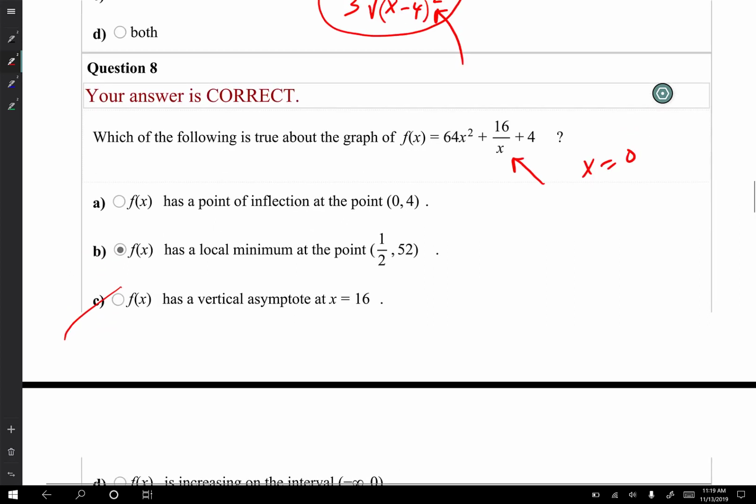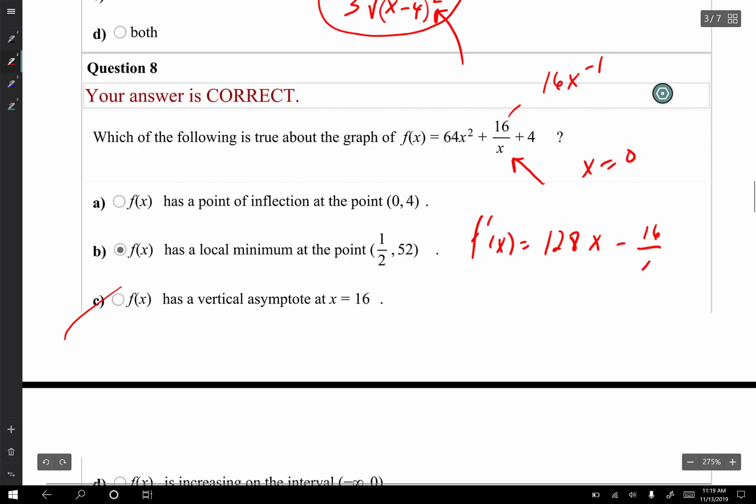Next, I'm going to take a derivative. F prime of x, 64 times 2, I believe that's 128. So 128x, and then remember that 16 over x is the same thing as 16x to the negative 1. So let's see, minus 16 over x squared. So there it is, and I'm going to set that equal to 0 to get my critical points. So I'm going to move that to the right. So 128x equals 16 over x squared, times x squared. So I get 128x cubed equals 16. I'm going to divide by 128.